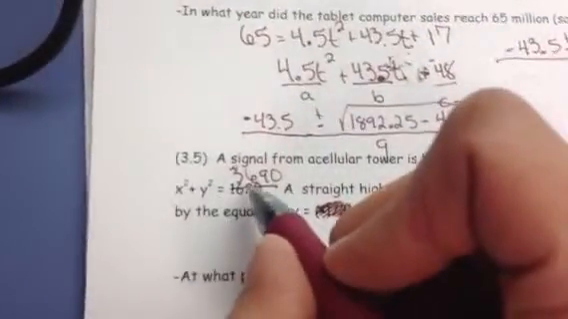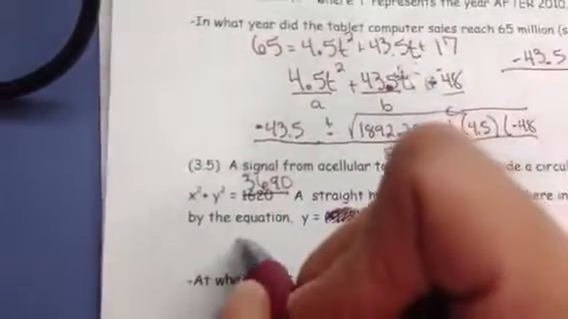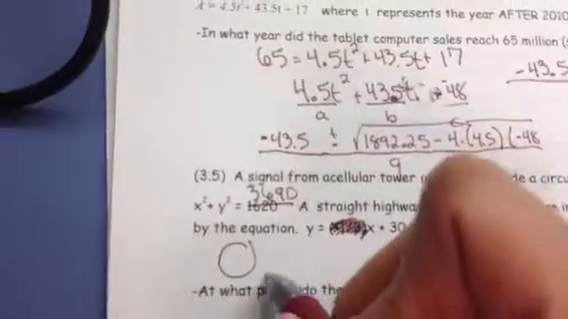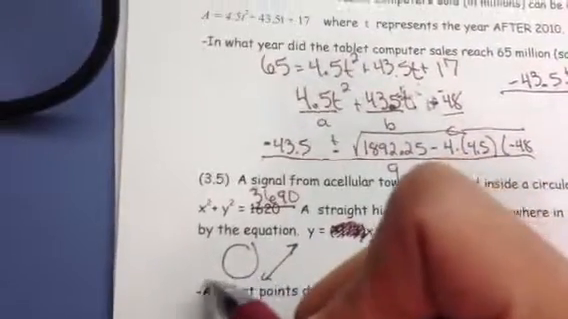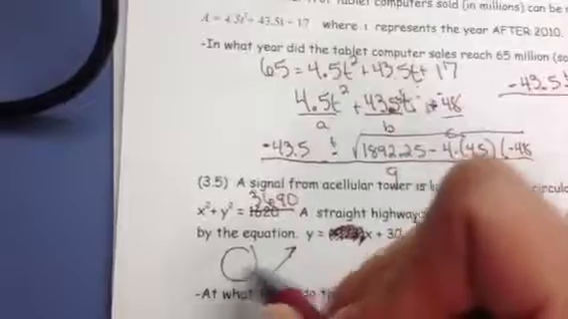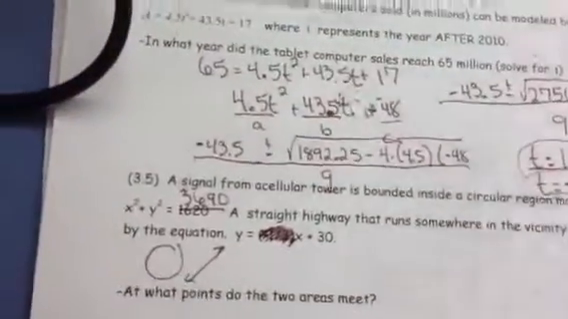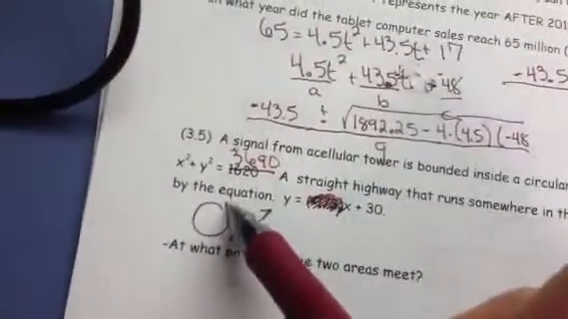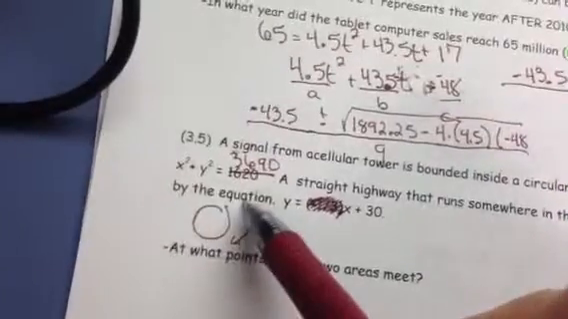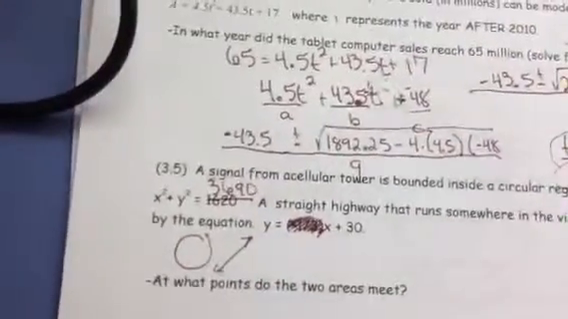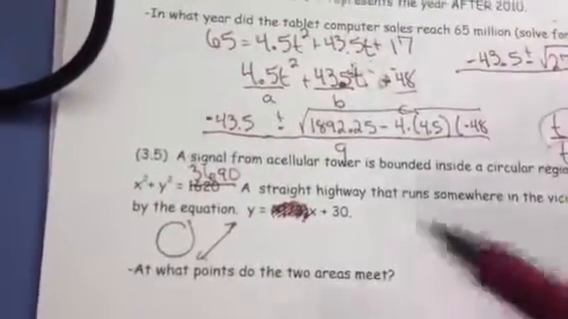So you don't realize this, but this is a circle. That's why they said a circular area. And then this is a line. And I just want to know, is this line going through it? Is it touching it? Is it not meeting it at all? That's what we're trying to find out, is how does that straight highway work with the circle? Does it go through it, touch it once, or is it completely separate? So I want to see if there's any points they have in common.